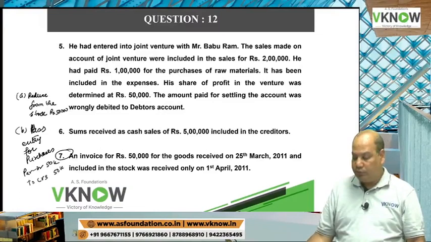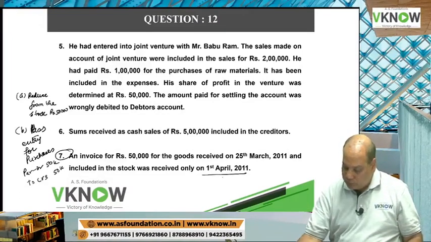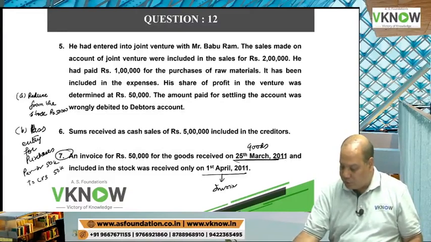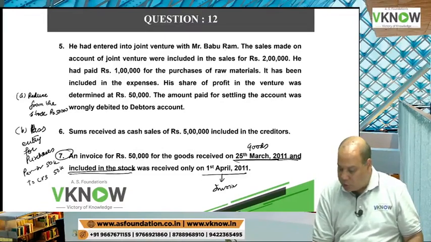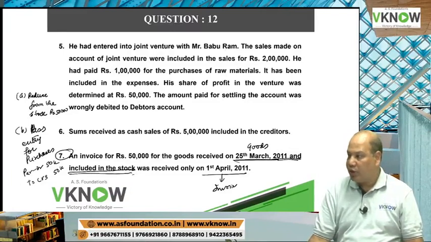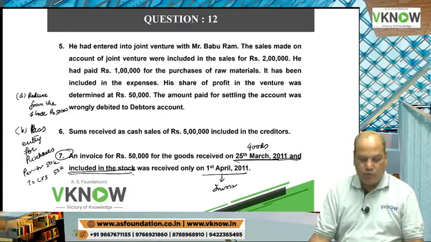So what will you do? Invoice was received on 1st April. Goods were received on 25th March, and goods have been included in the stock also. Which is the right treatment? Should we remove from the stock or should we record the purchases? It seems purchases have not been recorded. So please suggest.